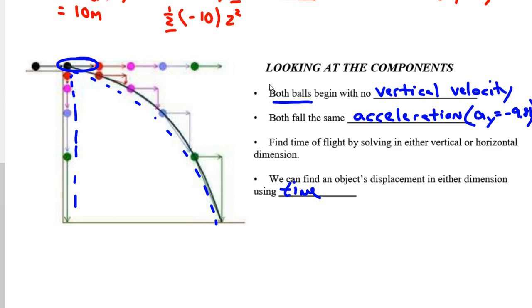Really kind of an important concept: the time it takes to fall straight down, this time in the air, would be the same as the time that it would take to fire out. Once again, same vertical distance that falls, same vertical acceleration, and same vertical initial velocity. That's really important. We have three variables that are all the same for both objects, so we get the same time in the air.